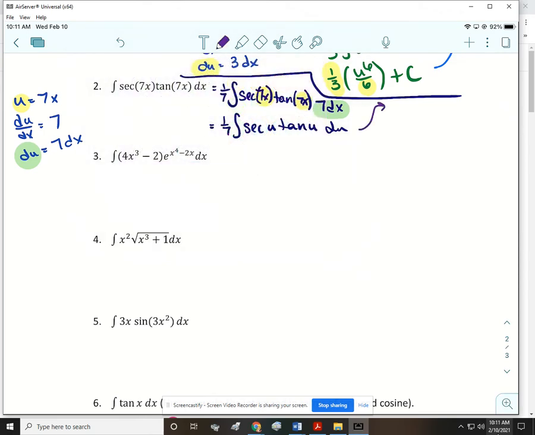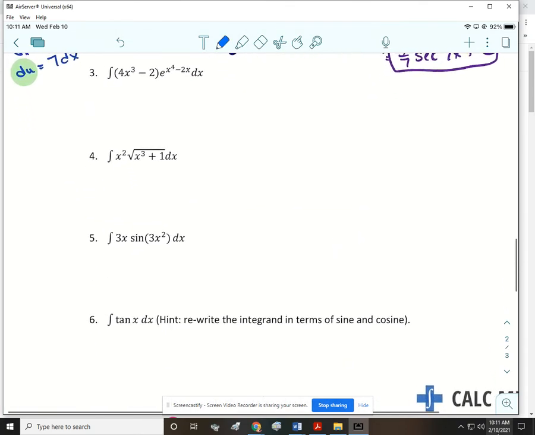Now I'm going to find the antiderivative, so that should be the secant of u plus c. And then my last step is to go back in the place of u and write what u was, which is 7x. All right, let's look at the next one.